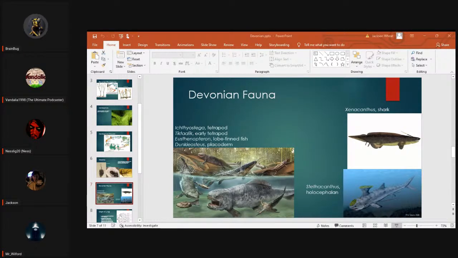I have a question about Xenocanthus. Was it because it kind of looks like a frilled shark to me? I have no idea. That's a good question. Yeah. There were a lot of really weird sharks in this time period. Like Orthocanthus is another weird eel-like one.